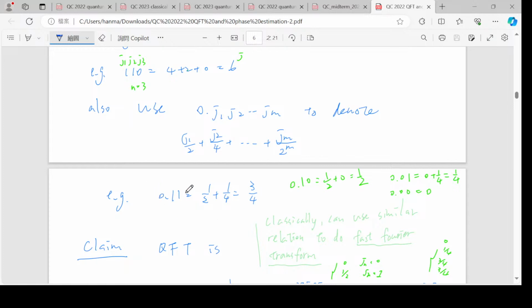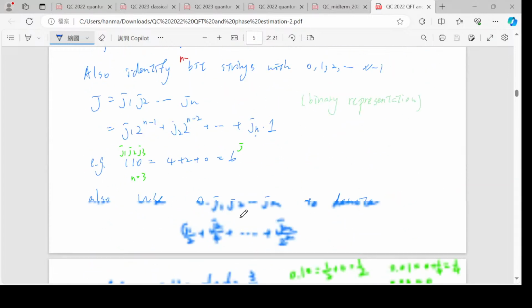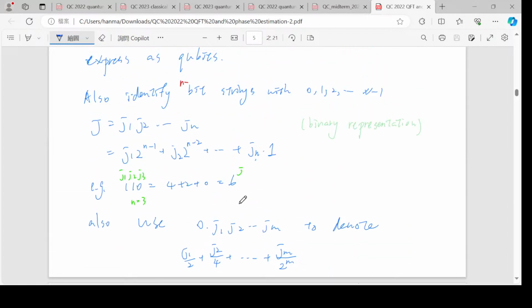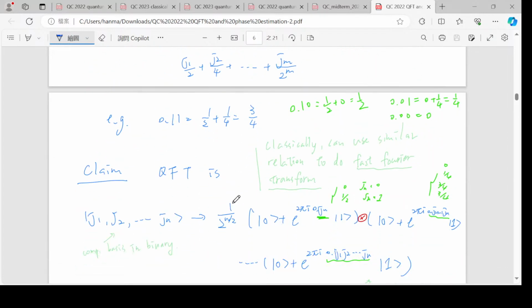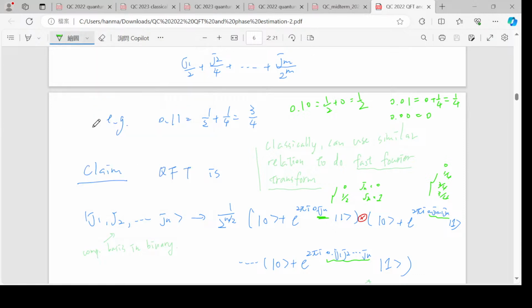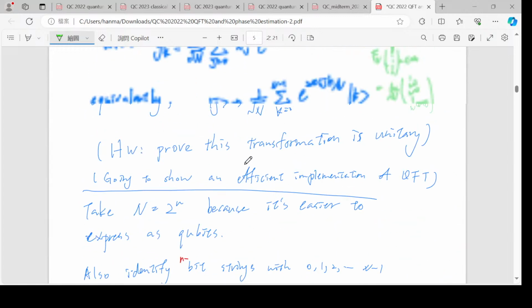Like 0.11 in binary is 3/4. I guess this is a little confusing because we didn't specify which numbers are binary and which are decimal, but hopefully from context it's not too confusing. Most of the time I will use an underscore to distinguish between binary and decimal. So let's say 0.11 with an underscore is binary, and in decimal it is 3/4, etc. And anyway, back to our quantum Fourier transform.